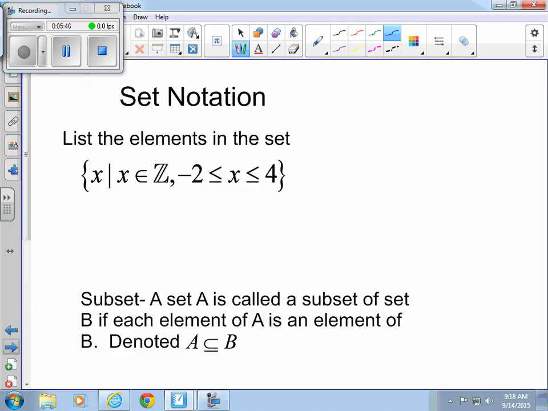Okay. So the next thing we need to talk about is what's called set notation. This might help a little. Set notation is a way to describe lots of numbers without listing them out individually.